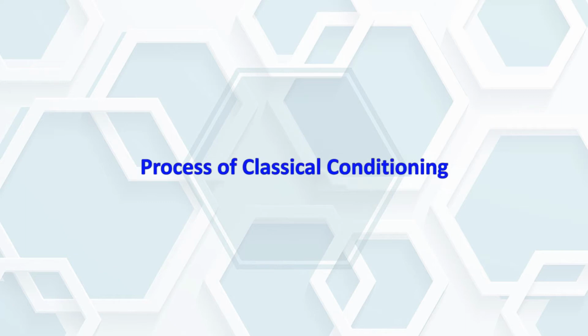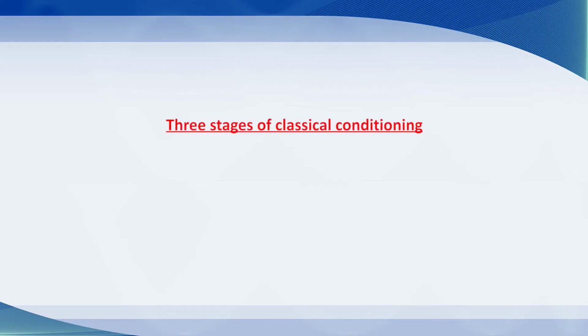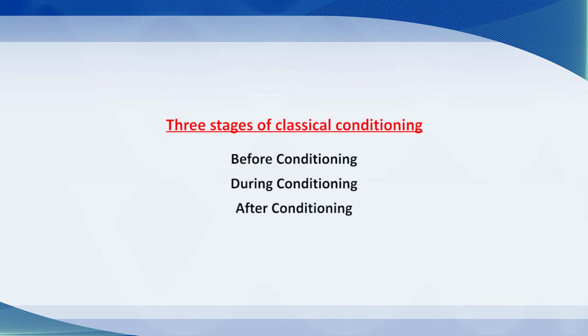Now, in detail, about the process of classical conditioning. On the whole, classical conditioning involves forming an association between a neutral stimulus and a natural stimulus, resulting in a learned response. The three basic stages of classical conditioning are before conditioning, during conditioning, and after conditioning.